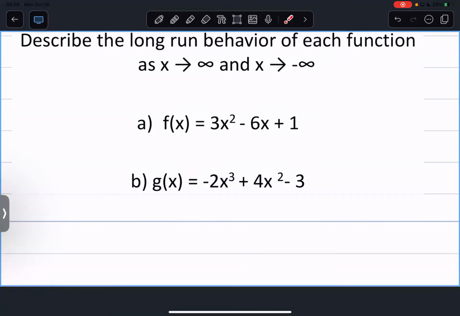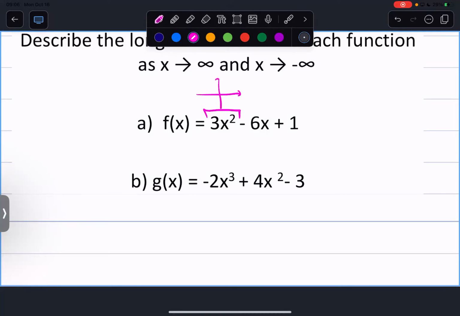So the leading term in this case is 3x squared, which means that the degree is 2, right? It's positive. And so here it's going to look something like this, right? Which means that as x goes to infinity, f of x is also going to infinity. And as x goes to negative infinity, f of x is going to positive infinity. Guess we've already seen these.